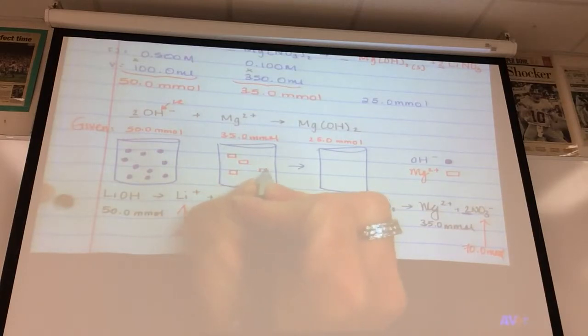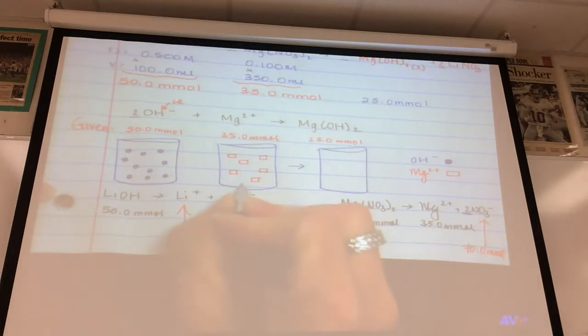Now these ions are aqueous, they are moving all over in the water.